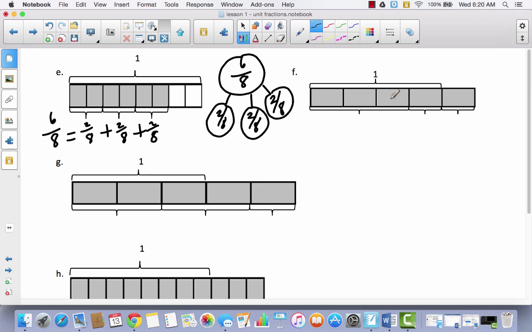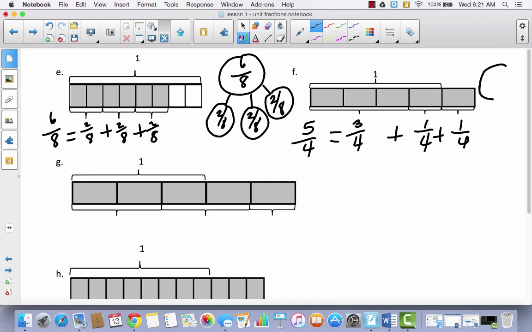Now, if we've got one, two, three of them, that means that we have three-fourths, and then this is one-fourth, and then this is one-fourth. So how many fourths would that be altogether? That would be one, two, three, four, five-fourths. So I've got 5/4 is equal to 3/4 plus 1/4 plus 1/4.